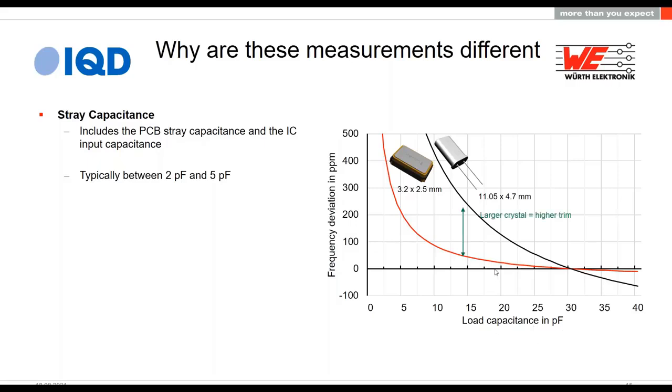And what I want you to take away from this is that for the larger crystal here, for the same change in load, the frequency deviation is much, much bigger. So this effect of trim capacitance is much worse on big crystals, yeah?